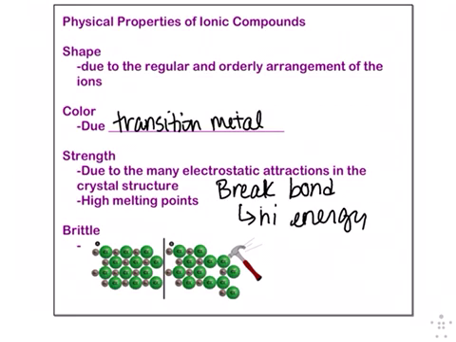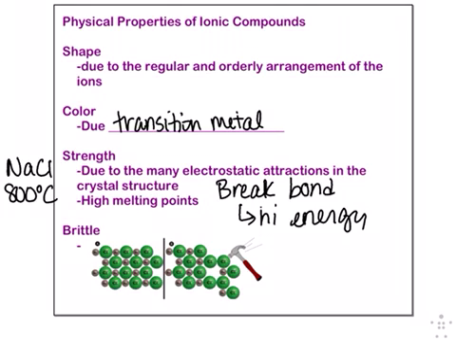An example of one of these high melting points is table salt. Its melting point is 800 degrees Celsius. So to get table salt to melt, you have to heat it up to 800 degrees Celsius. Whereas to get water to melt, which is a molecular compound, you have to warm it up to only 100 degrees Celsius.